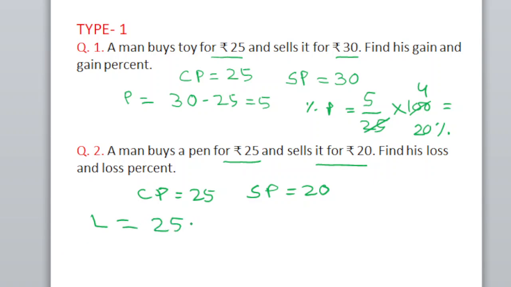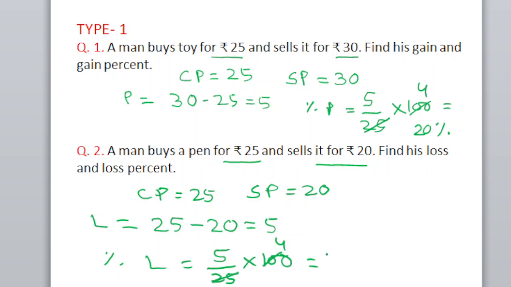So 25 minus 20, that is equal to 5, and percentage loss is equal to loss divided by CP into 100. So here 25 fours are 100, 5 fours are 20. That means there is a 20% loss. Now next question.